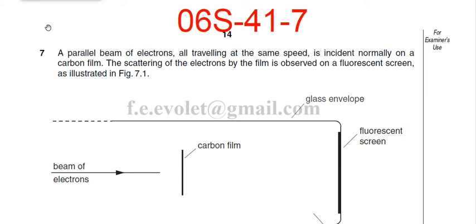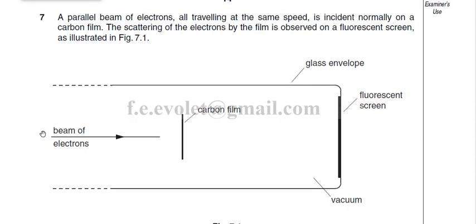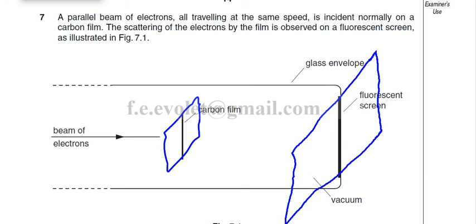This question is about a parallel beam of electrons, all traveling at the same speed, incident normally on a carbon film. The scattering of the electrons by the film is observed on a fluorescent screen as illustrated in figure 7.1. So here's the structure. We can see that a beam of electrons is coming from the left hitting a carbon film. Be careful, it's a carbon film, so it's a two-dimensional structure, and it hits the fluorescent screen, which is also a two-dimensional structure.